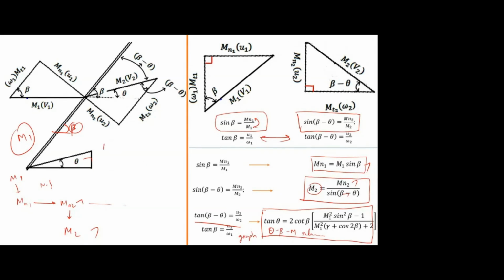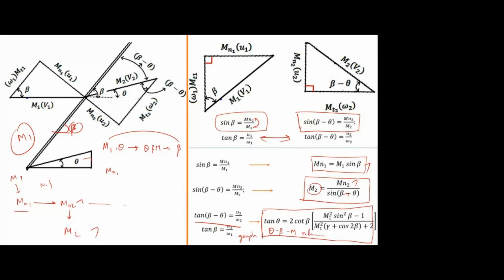So your first step should be: m1 will be given, theta will be given. You should refer to the theta beta m graph. You have to find beta. Once you know m1 and beta, you can find mn1. Then only the remaining procedures follow. Is that clear?